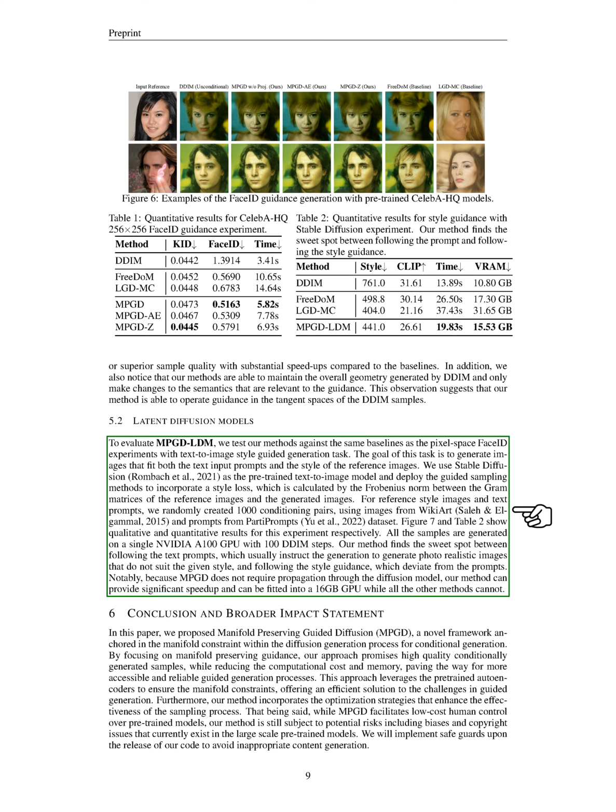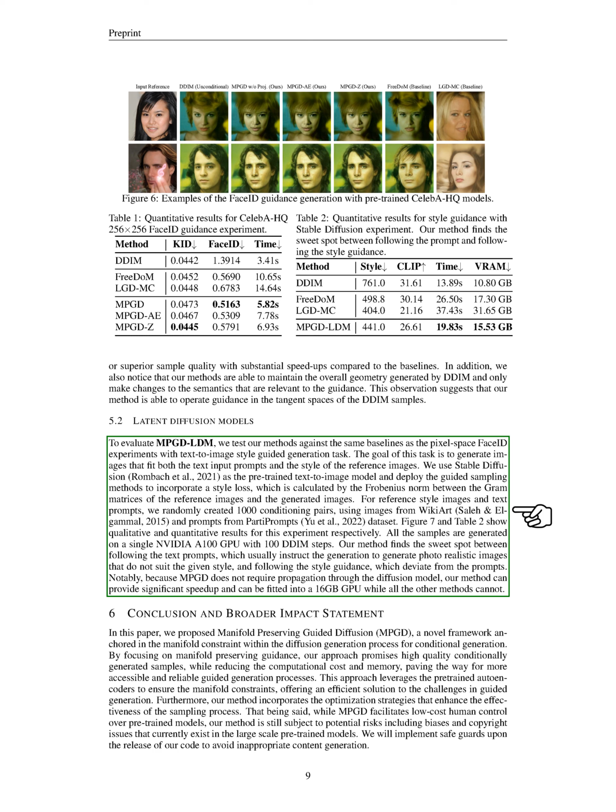We've also evaluated MPGD-LDM, our latent diffusion model method, by testing our methods against the same benchmarks as the Pixel Space Face ID experiments with a text-to-image style guided generation task. The aim here is to generate images that match both the text input prompts and the style of the reference images. We've used Stable Diffusion as the pre-trained text-to-image model and applied the guided sampling methods to include a style loss, which is calculated by the Frobenius norm between the gram matrices of the reference images and the generated images.